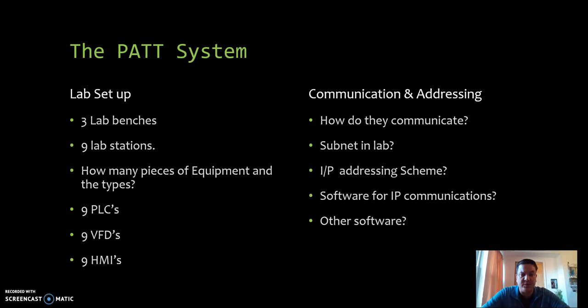So how do they communicate? We just covered that. So Ethernet communication. Our subnet in lab is 255.255.255.0. So that sets the IP address scheme up to be the first 3 sets of numbers using binary to decimal coding and giving us the 192.168.1 as our network. And then from there we identify our pieces of equipment.